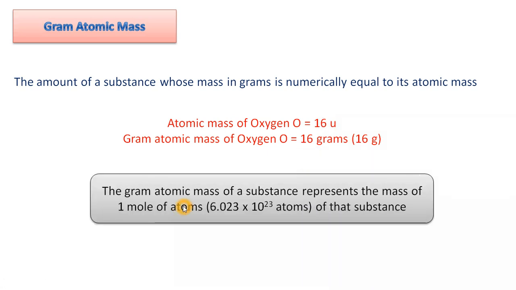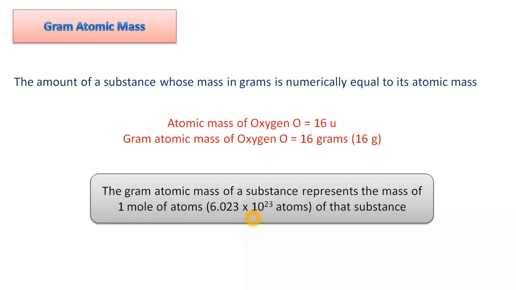Now, the gram atomic mass of a substance also represents the mass of 1 mole of atoms of that substance. Now, this 1 mole is equal to 6.023 into 10 raised to the power 23 atoms. That means the number of atoms present in 1 gram atomic mass of any substance is 6.023 into 10 raised to the power 23 atoms. Say for instance, if you are having hydrogen, we know the atomic mass of hydrogen is 1 unit. So the gram atomic mass of hydrogen is 1 gram, right?